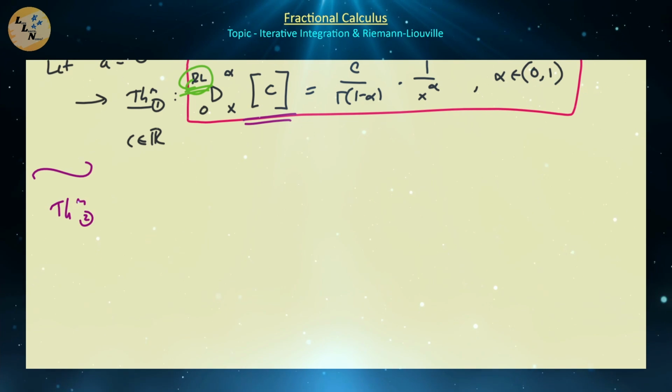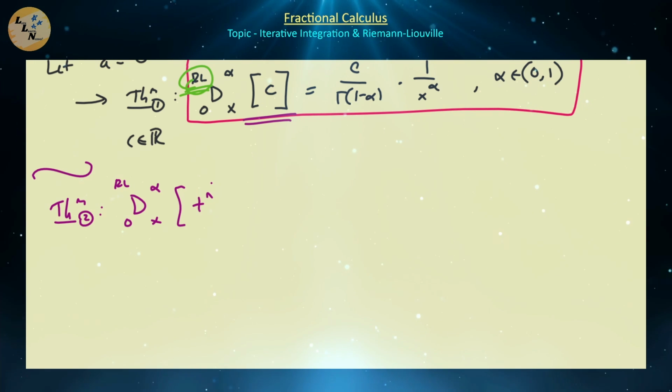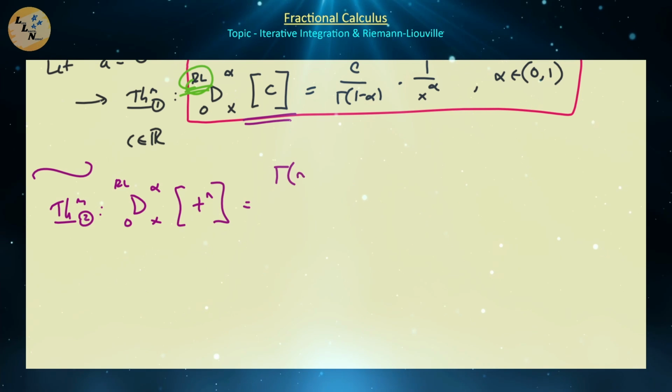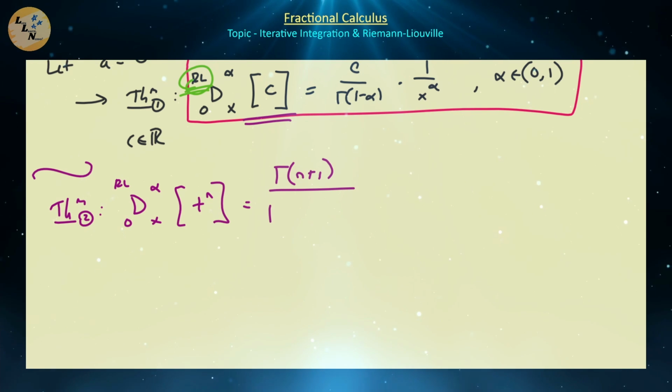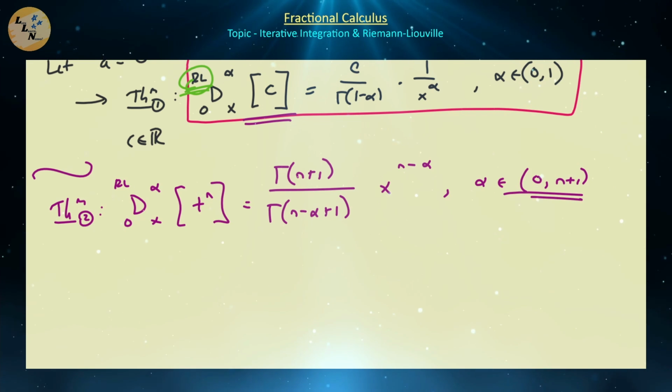So Theorem 2. Let's prove that the base point 0 Riemann-Liouville fractional integral of t to the power of m is actually equal to gamma of m plus 1 over gamma of m minus alpha plus 1 times x to the m minus alpha, where alpha is restricted to the interval 0 to m plus 1.